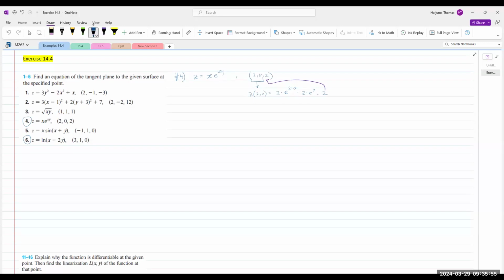So what is z sub x? z sub x is e to the xy plus this guy times the derivative with respect to x, that will be xy e to the xy. z sub y will be x squared e to the xy. Now, z sub x at 2, 0 will be 1 plus 0, that's 1. z sub y at 2, 0 will be 4.